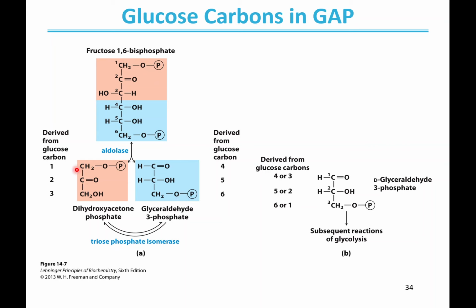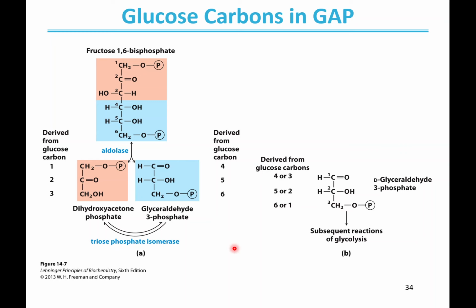Carbon 1, you can see, is phosphorylated, so carbon 1 is going to be like carbon 6 on glycerol aldehyde 3-phosphate. And that is summarized here. So from our glycerol aldehyde 3-phosphate, we can now call these carbons 1, 2, and 3 of glycerol aldehyde 3-phosphate. Where did they come from? Carbon 1 on GAP came from either carbon 4 or carbon 3 of glucose. Carbon 2 on GAP came from carbon 5 or carbon 2 on glucose. And carbon 3 on GAP comes from carbon 6 or carbon 1 on glucose.